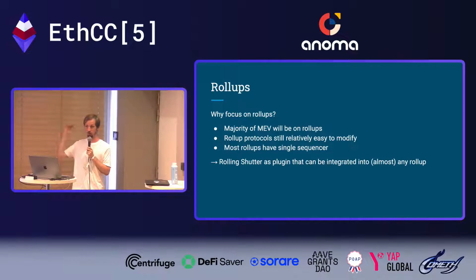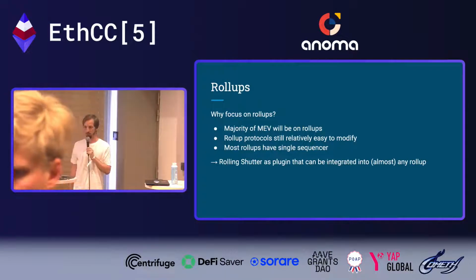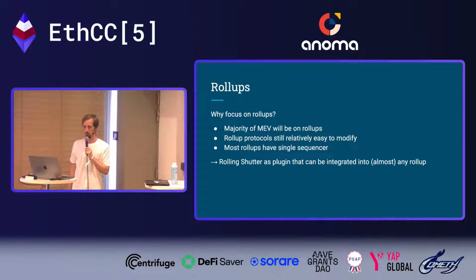Another reason is that rollup protocols are still new and relatively easy to modify. So the protocols are not fixed yet. All the rollup teams are still implementing them. Whereas layer 1 protocols are already established and much more conservative with changes they want to introduce. Therefore, it's much easier for us to talk to rollup implementers and try to convince them to work with us.